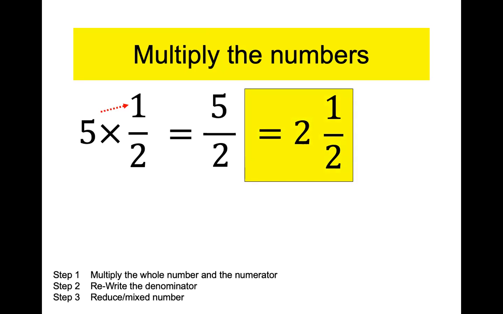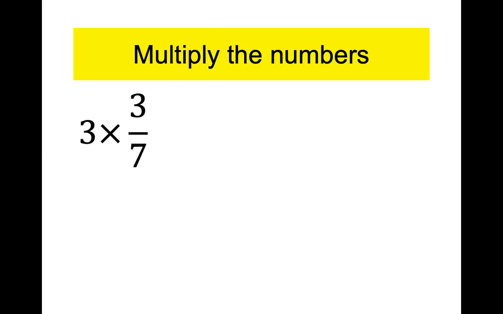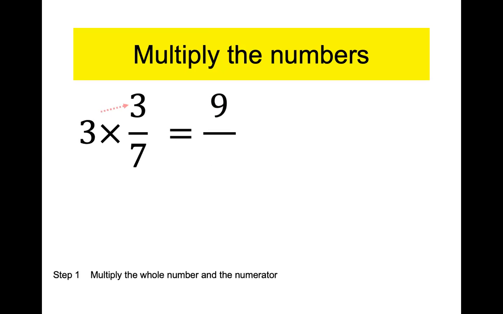Question, or are you stretching? All right, one more time. Step number 1 says multiply the whole number times the numerator. 3 times 3 is 12. Okay. We rewrite the denominator. Step 2, 7. Can this be reduced? No, so we change it to a mixed number.